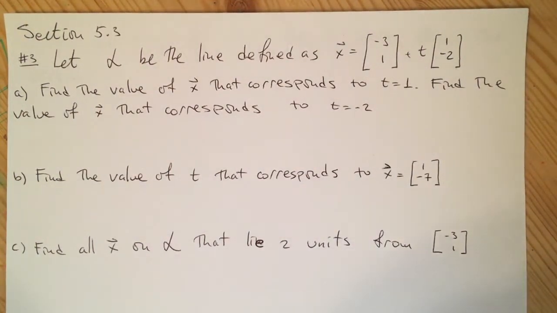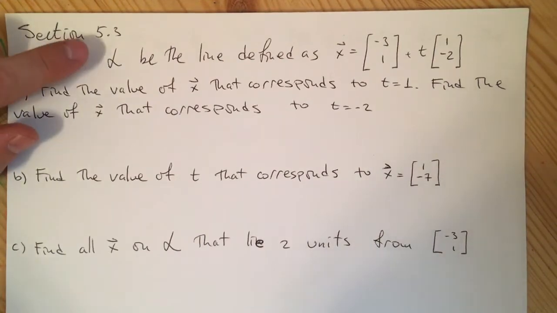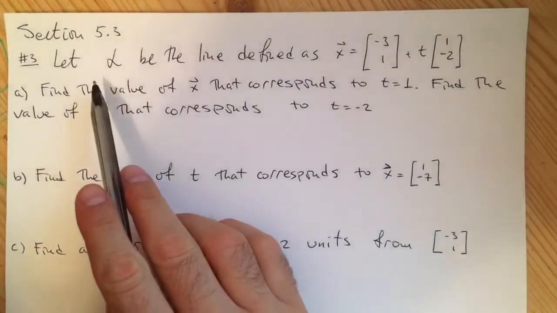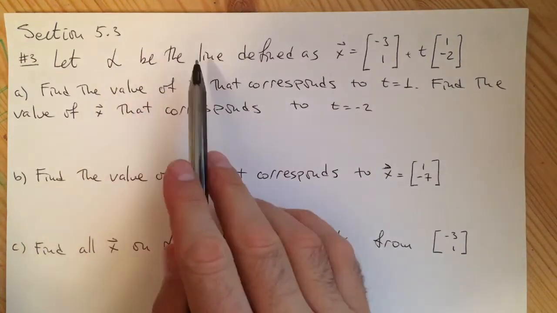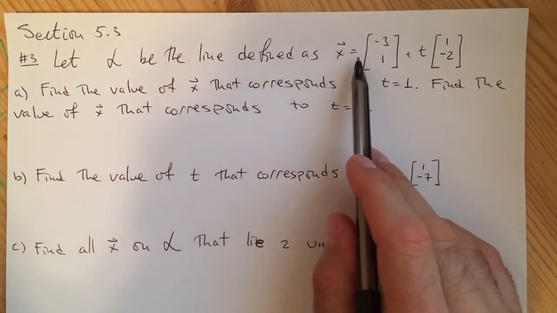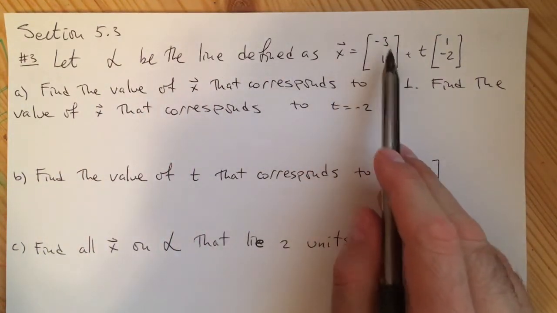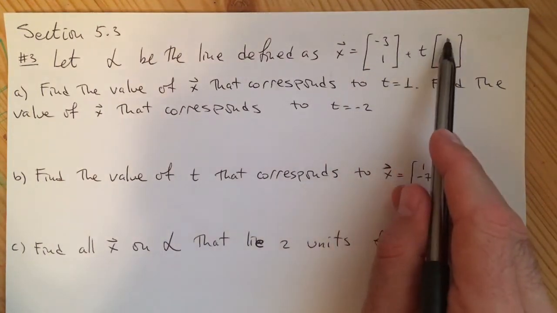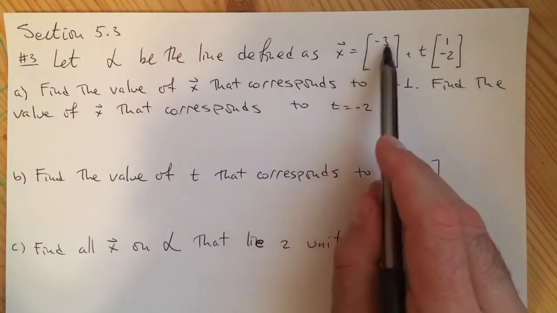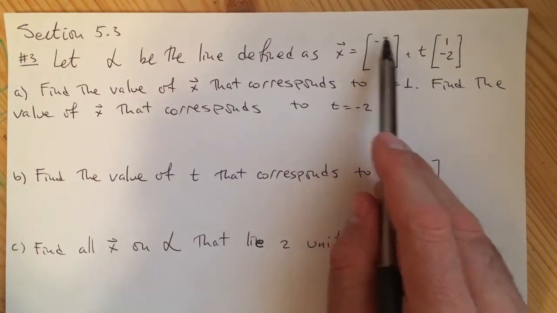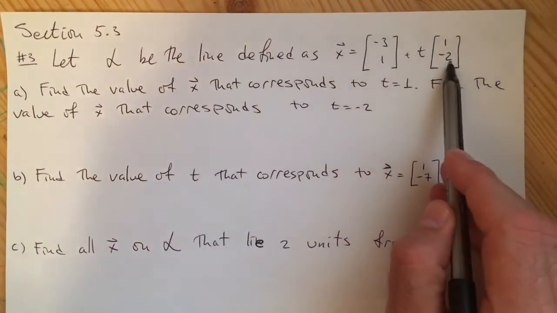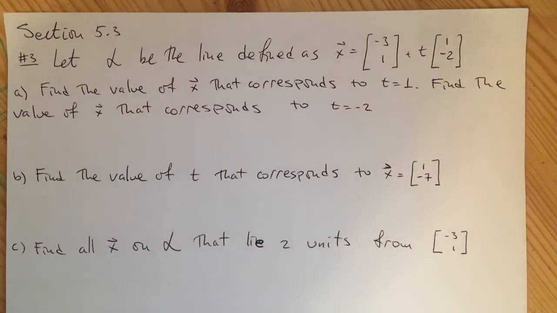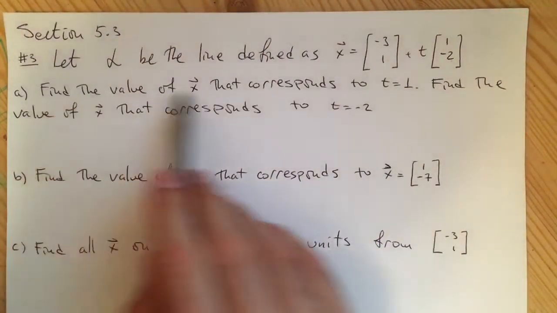Now we're going to answer problem 3 from section 5.3. It says let the line L be defined as (x, y) is equal to (-3, 1) plus the parameter t times the vector (1, -2). So this is the point through which the line passes, and it's parallel to the vector (1, -2). So this is the easy problem.